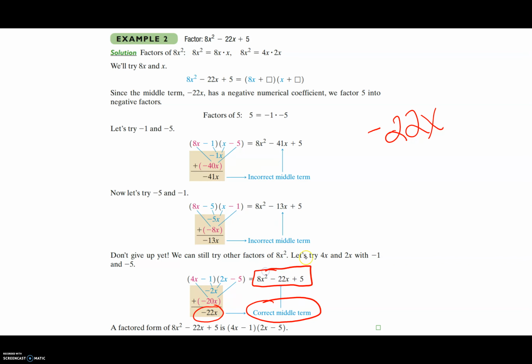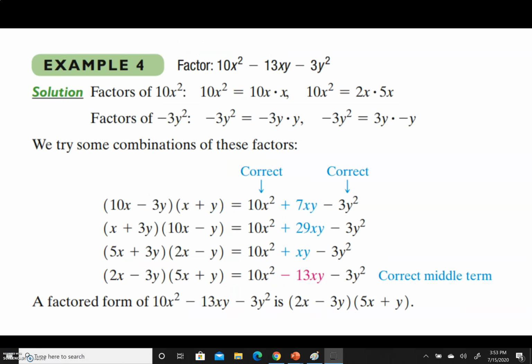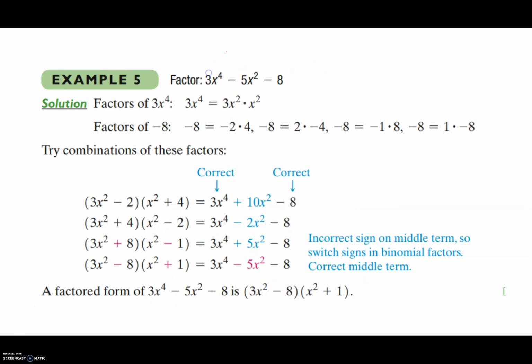So you can see with these problems, they're going to be a little more time consuming than what we did in our previous chapters, because you have a little bit more that you've got to play around with until you get the correct factoring set up with the correct middle term as explained here. All right, so when you look at it in this view, they want you to factor this out.